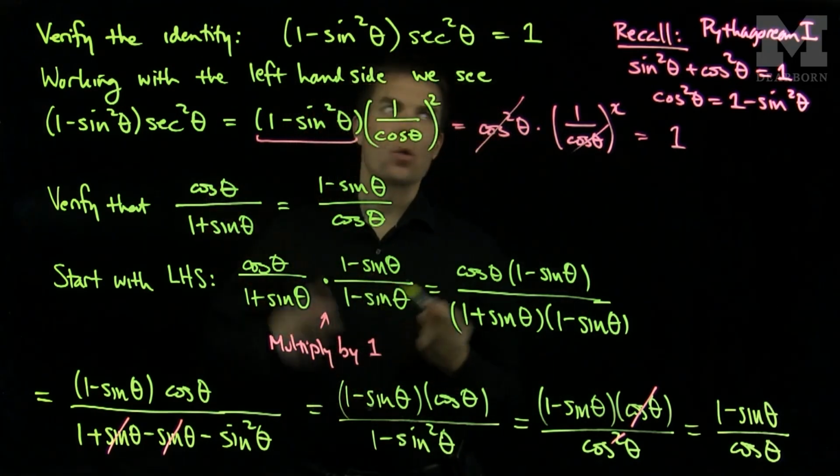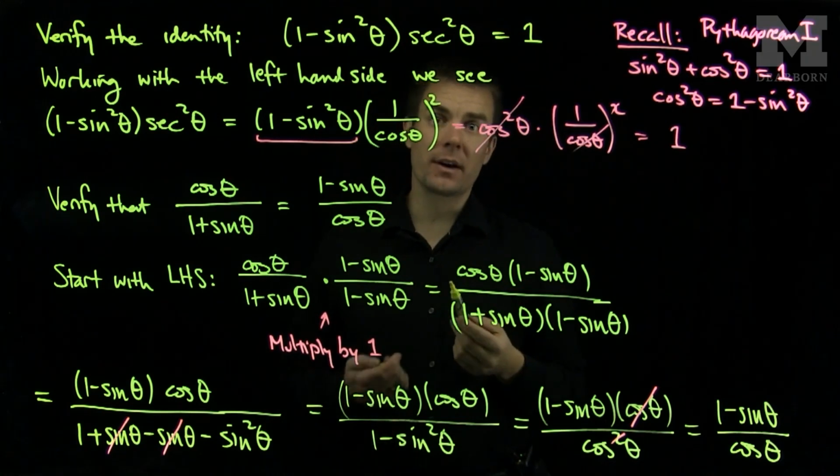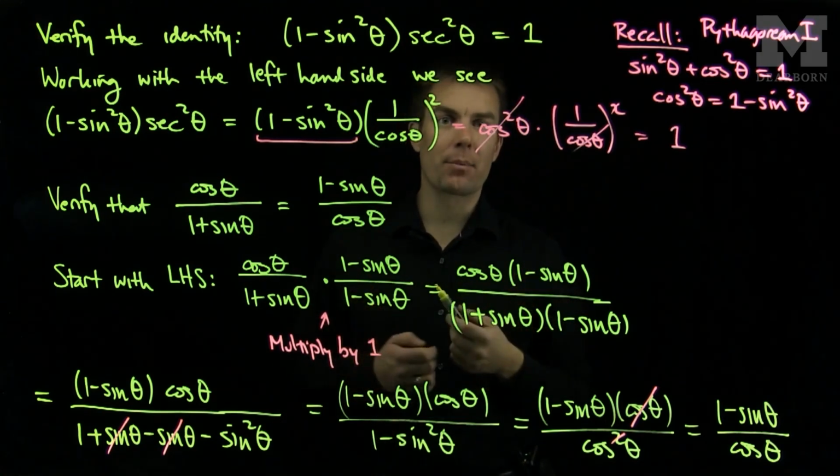So oftentimes we will use the Pythagorean identities to verify certain trigonometric identities, which will simplify problems that are more advanced.